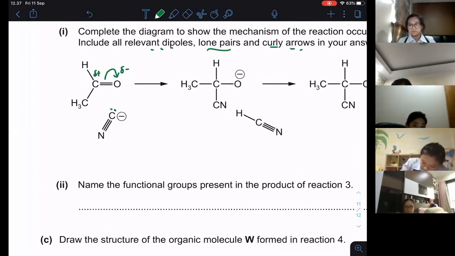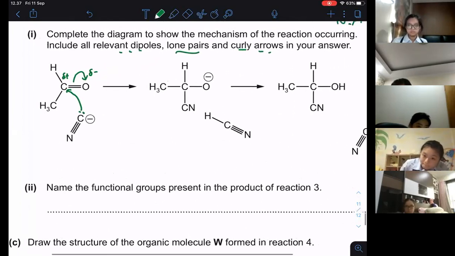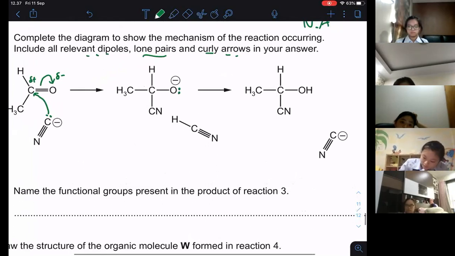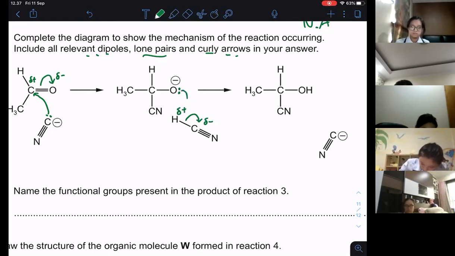So next, what's going to happen? This one will go here. Once it goes there, you will form the CN. The double bond is broken. So if it is negative, it means the electrons completely came over here. You need to show that. Once it came over there, these electrons will start to come over here because they need to form the delta negative, delta positive. Next, this one will go to H. So you will get this. Once you get that, this one will stay as additional CN, and then they will continue to react.